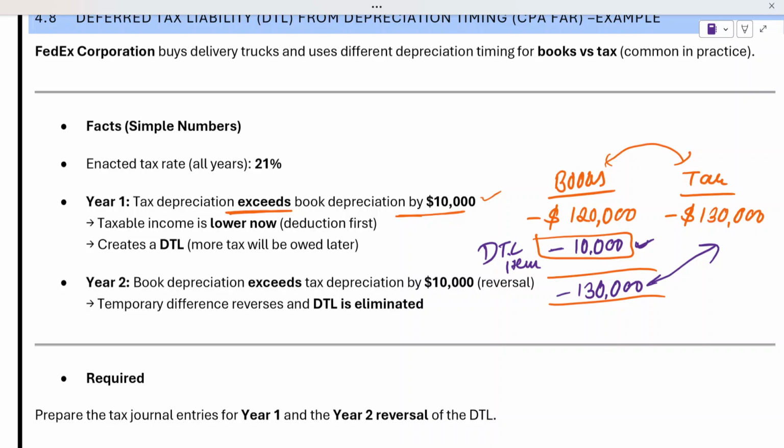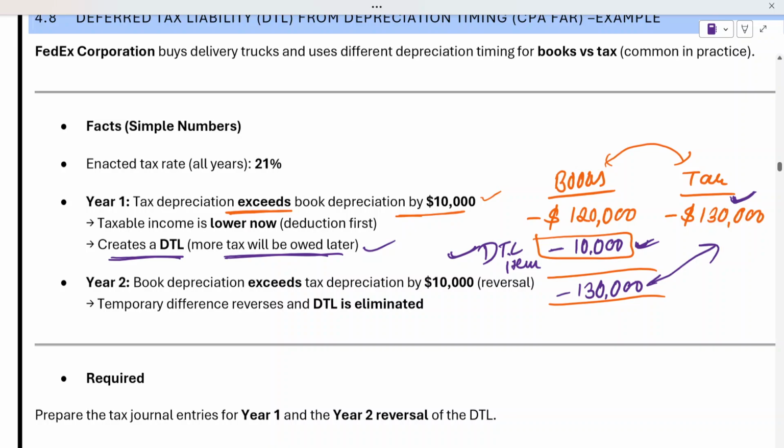Now they are saying that this creates a deferred tax liability. As we had seen, more taxes will be owed later. Logically, right now in your tax books an extra expense is there. This extra expense reduces your income more, and if the income is reduced more, your profits are reduced more, and if your profits are reduced more, your taxes are lower today, and you will have to pay those taxes at a future point of time, and this will create a deferred tax liability for you.